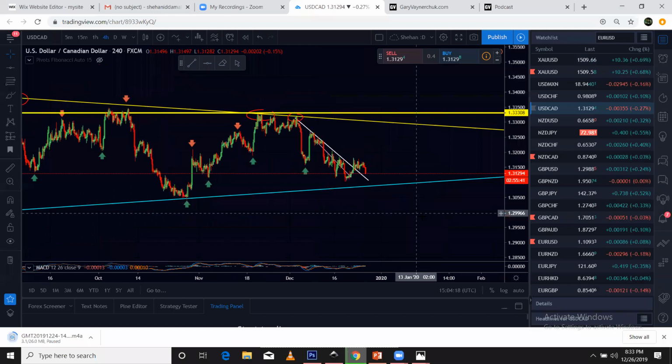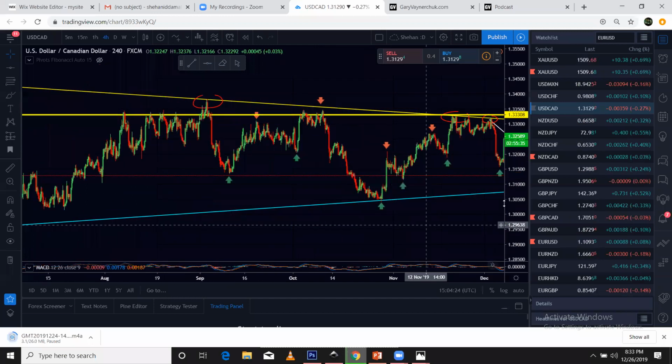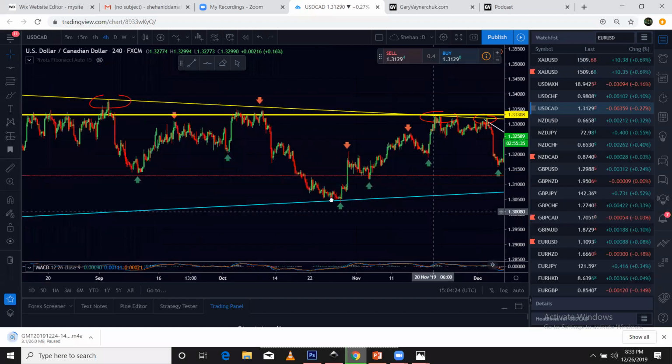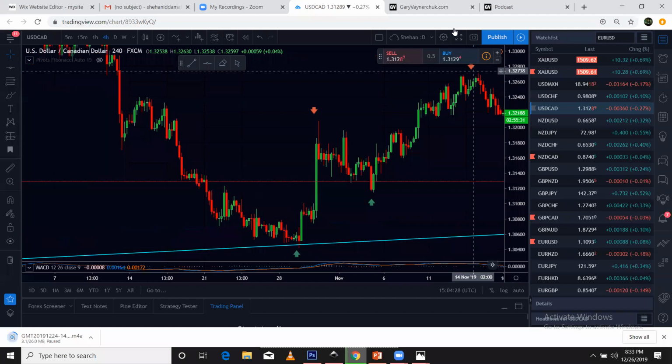Okay, so that's basically it for the intermediate session, and I'm going to cover candlesticks a bit. There are two parts in a candlestick. Can anyone tell what are the two parts in a candlestick?